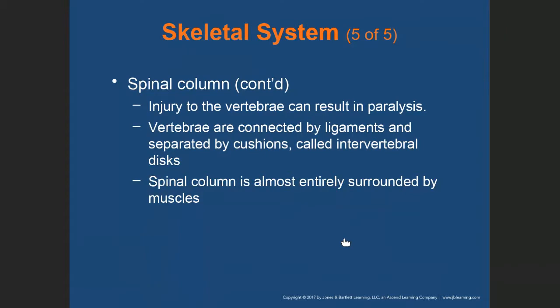Vertebrae are connected by ligaments and separated by cushions called intervertebral discs. The spinal column is almost entirely surrounded by muscles. And that's the axial review.